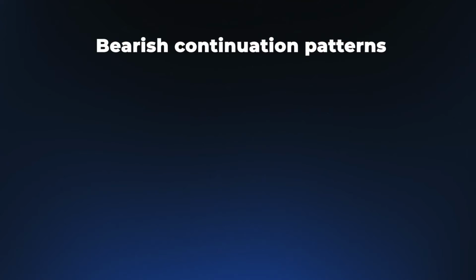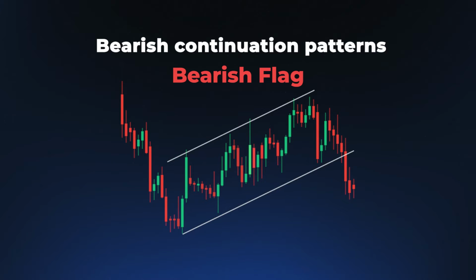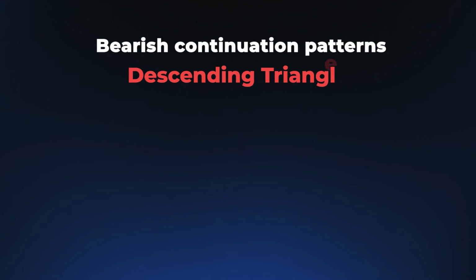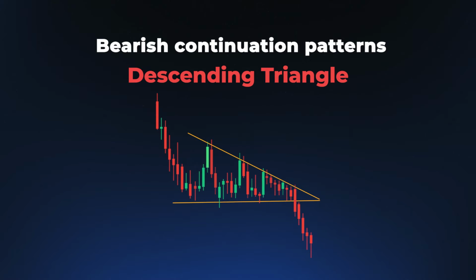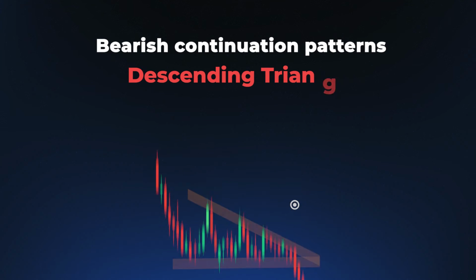Now, on to bearish continuation patterns. Bearish flag. After a sharp decline, a rectangular consolidation phase forms. The initial drop indicates strong bearish sentiment. Typically, traders go short when the price breaks below the flag. Descending triangle. A flat support line with lower highs. This shows increasing selling pressure. One of the most common strategies is to enter short when the price breaks below the support.